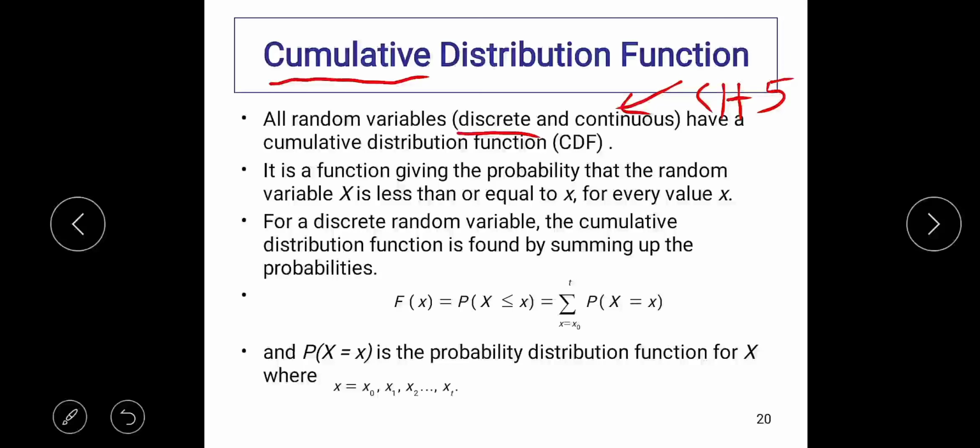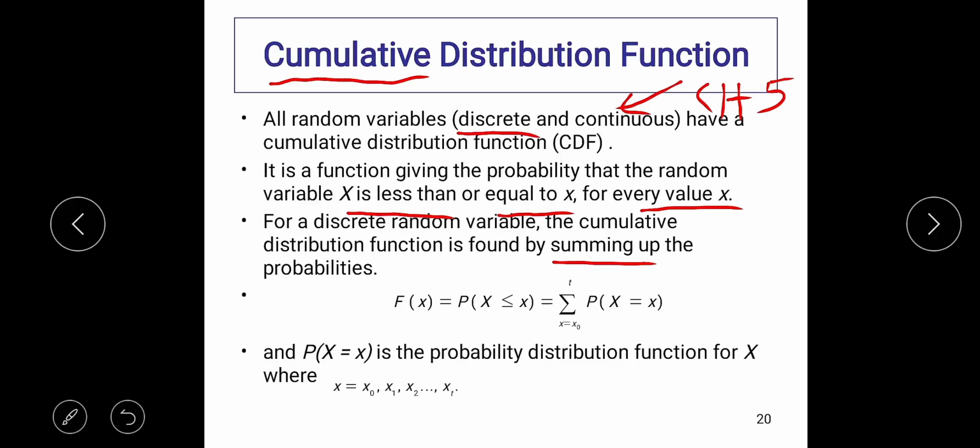Now we look back at our cumulative distribution function. What does it mean? In this case, it's actually a function giving the probability that a random variable X is less than or equal to x for every value x. Alright, so for every value x you have the probability. The cumulative distribution function is found by summing up.